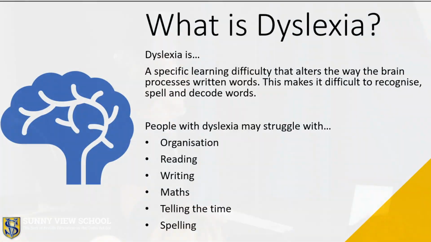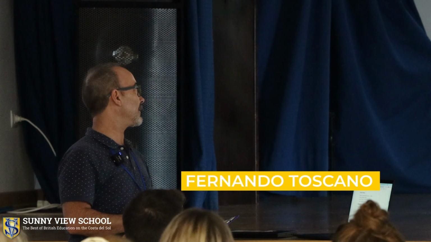Okay, so I'm going to talk about dyslexia, which is a specific learning difficulty that alters the brain. This makes it difficult to recognize, spell and decode words, but that's not the only difficulty with dyslexia. Each person with dyslexia is unique, so everyone's experience is going to be different. Dyslexia can range from mild all the way to severe, and it can co-occur with other learning difficulties. That happens often. Usually it runs in the family as well.